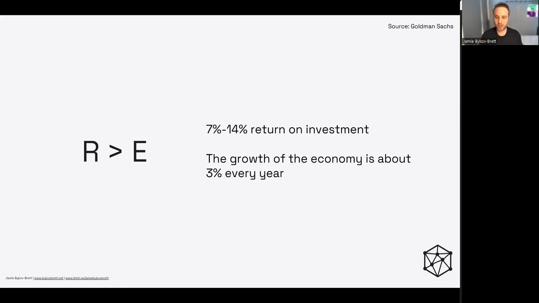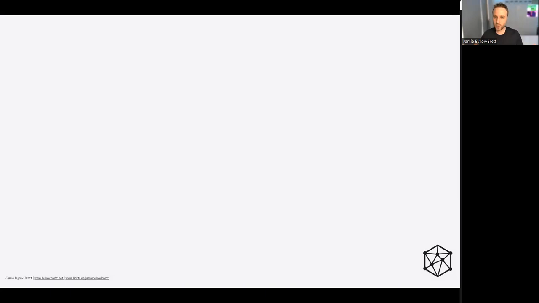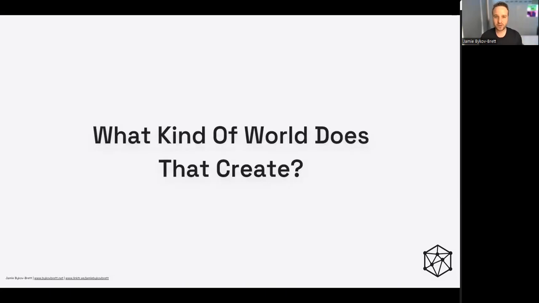So the equation really becomes R minus G, and the majority of us sit in G. So this is where we start to feel why some of our economic models are inherently unequal. And this formula that Piketty did was accurate for 20 countries that he did the research on. So what kind of world does that create?